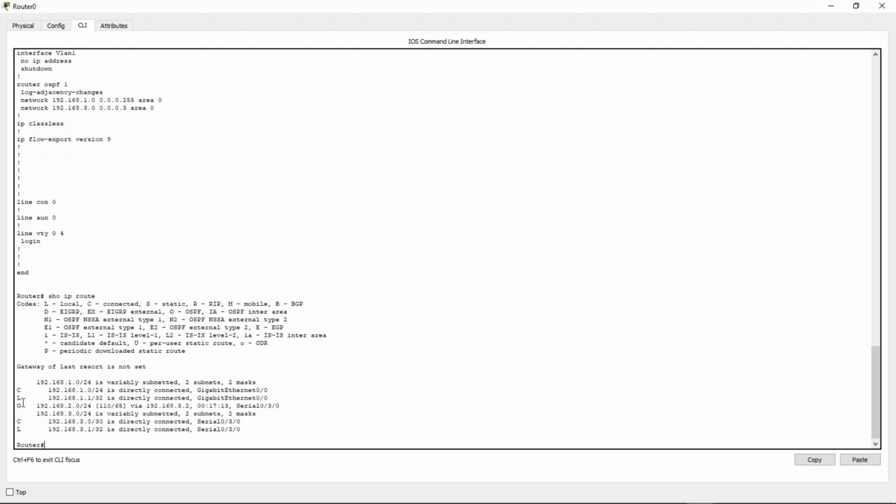It tells you how it was configured. So C stands for directly connected. Those are your interfaces that are directly connected. And then L would be local, and then O would be OSPF. So that tells you right there how these routes were discovered: via either local, directly connected, or through OSPF.